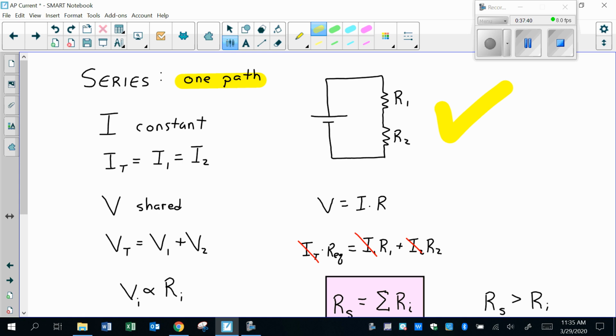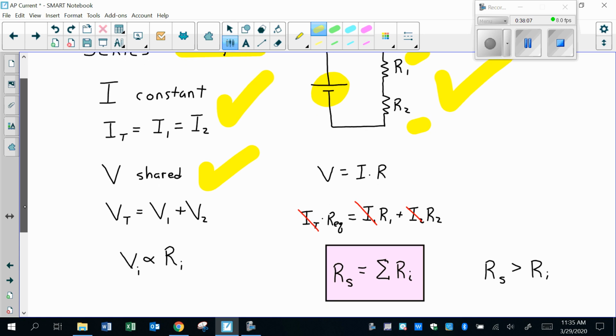It's the world's easiest junction rule. It's a junction rule with no junctions. So the current has got to be the same everywhere, and the voltage has to be shared because of the loop rule. We mentioned if this thing gives out 12 volts, I have to use up all 12 volts. That means R1 gets some and R2 gets some, depending on how much they resist the current flowing through.